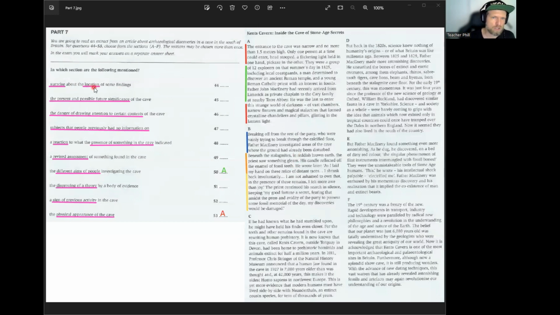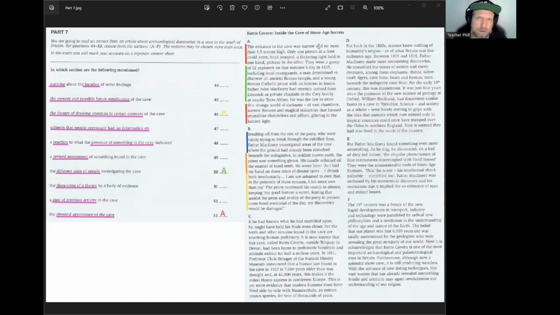Surprised about the location. He wasn't surprised by the location. He was only surprised that he found them. He didn't really talk about the significance of the cave. The danger of drawing attention. Yeah, that makes sense. He said here he didn't want them to get damaged. So that is definitely one thing that we could put here. Maybe B.